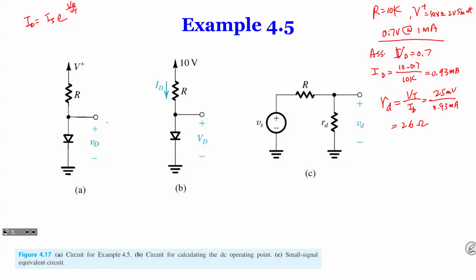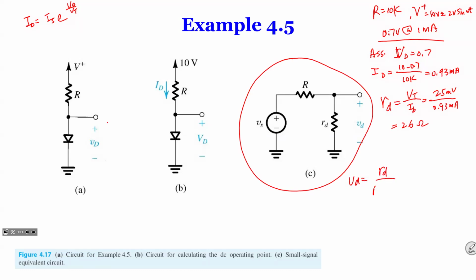And now we can draw this circuit like this. This is a circuit that we developed from the previous slide. So that Vs is coming in. That Vs is the peak AC voltage, and RD is the equivalent resistance, R is the original 10K. So you get VD equal to RD over R plus RD times Vs, which means it's 26 over 10K plus 26 times Vs, which is 2 volt peak, right? So we get 2.68 millivolts.